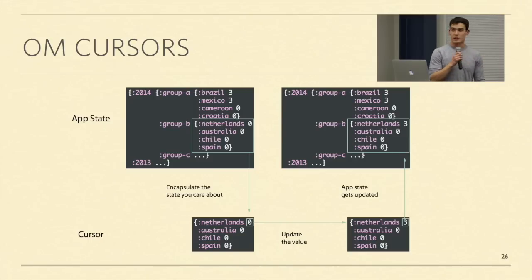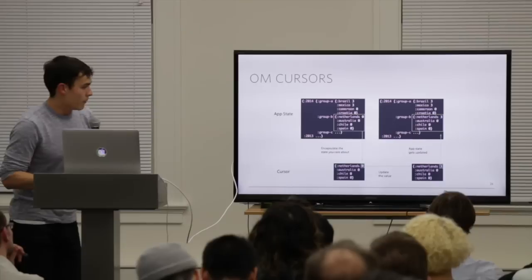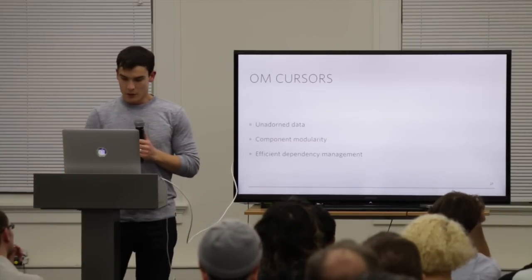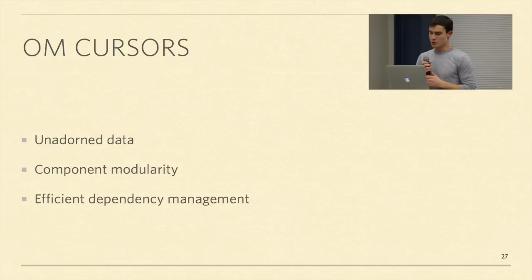So just kind of a visualization. I know this might be kind of small for the people in the back. But if you have a larger application state, you can pull values out of it and reason about it locally. It behaves the same as regular maps and regular data in Clojure. And then you use the transact API to modify those values. So some of the properties: cursors are unadorned data, meaning you use them just like you normally would other maps and vectors and so on.